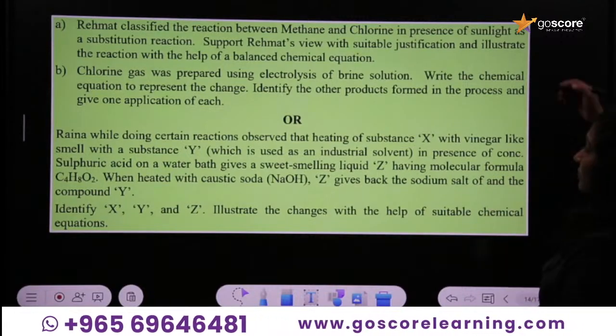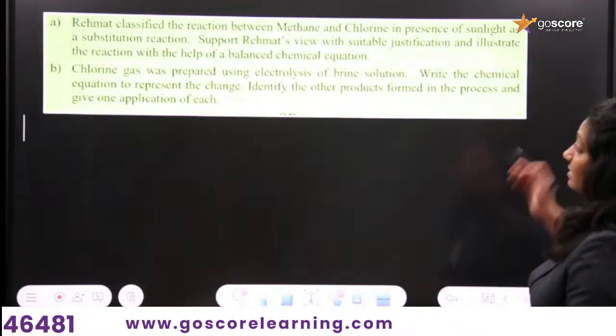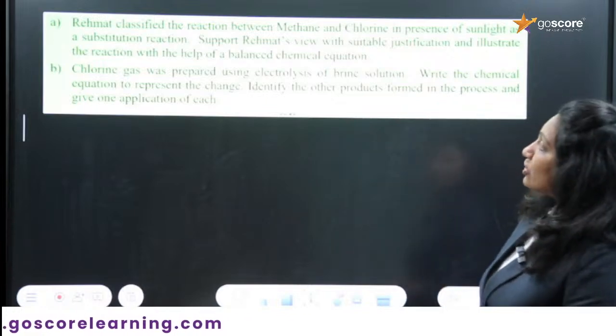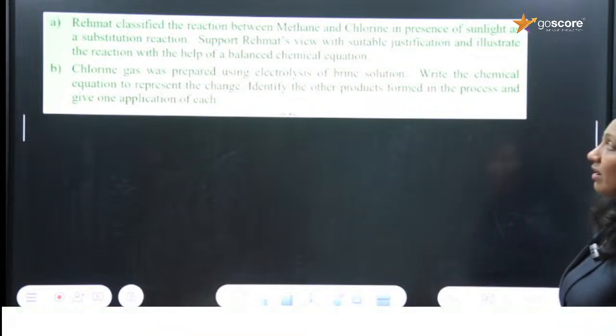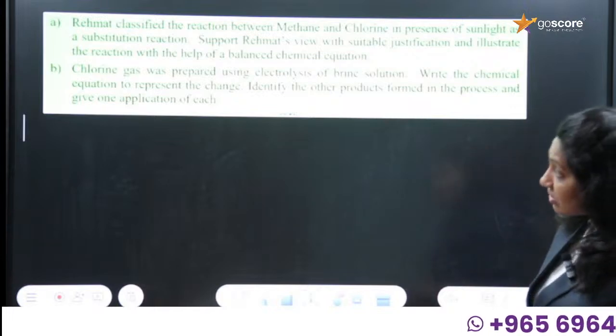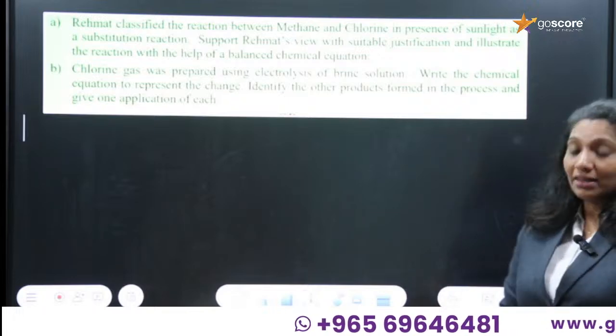Okay. So first we can go for the first question, that is, Thermite classified the reaction between methane and chlorine in the presence of sunlight as a substitution reaction. I will take this on a separate slide. Support Thermite's view with a suitable justification and illustrate the reaction with the help of a balanced chemical equation.